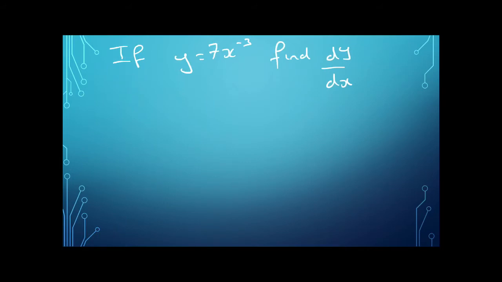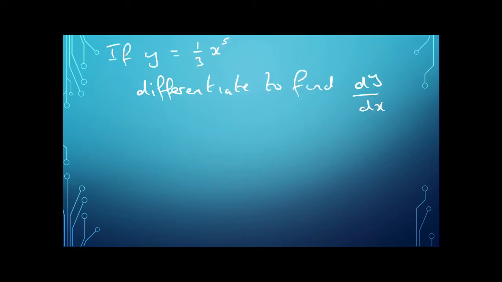If y is equal to 7x to the negative 3, find dy/dx. So y is equal to 7x to the negative 3, so dy/dx, we're differentiating with respect to x. We bring the negative 3 in front, multiply by the 7, and we take away 1 from negative 3, which is negative 4, and that gives us negative 21x to the negative 4.